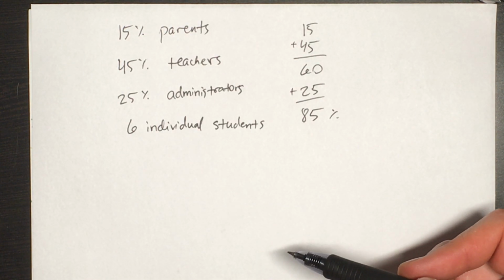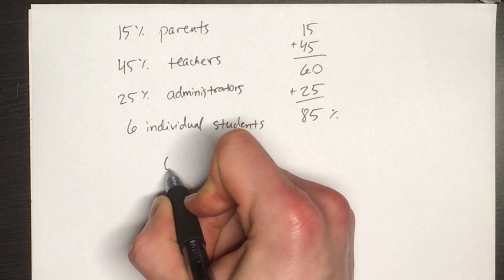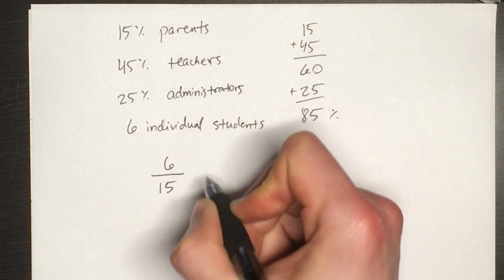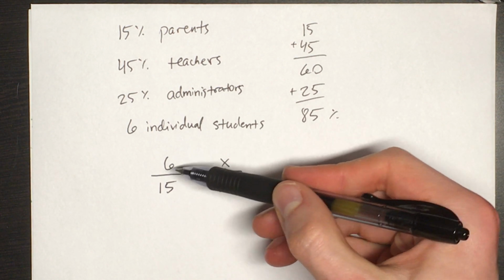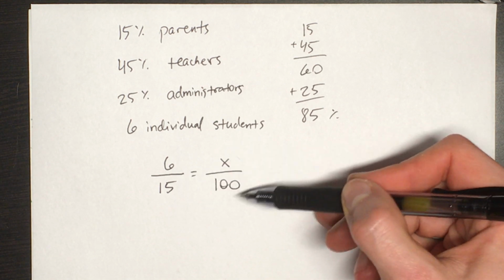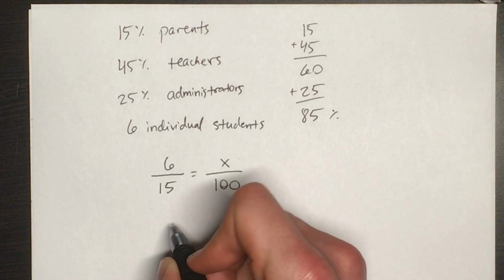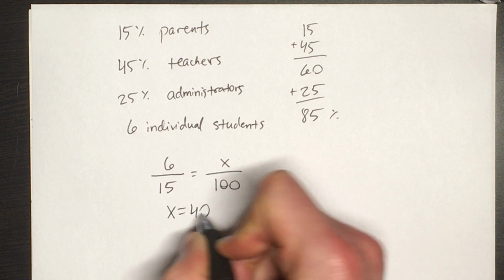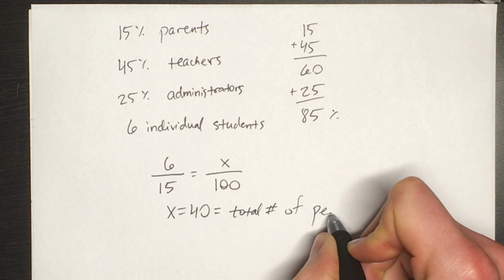So we know that 6 individuals are 15% of the people who were invited. From here, there's a few ways you can do it, but I just want to do it proportionally. If 6 people is to 15%, I need to find x over 100. So 6 to 15 is the ratio, 6 people to 15%, and I want to know how many people to 100%. So I do 6 divided by 15. That's 0.4 times 100 is, of course, 40. So in this case, x equals 40, which equals the total number of people.